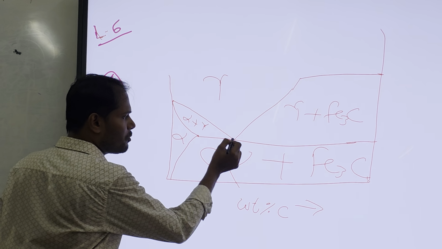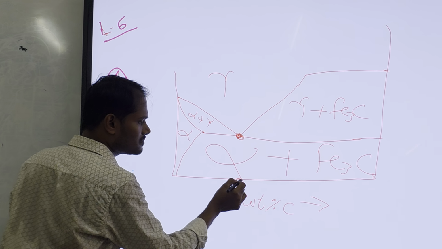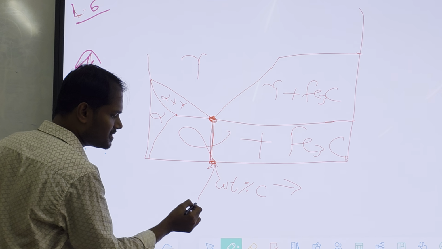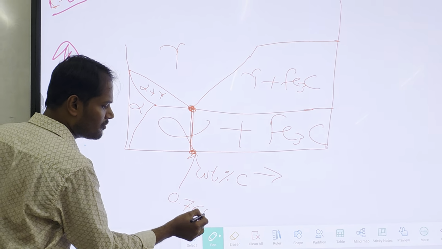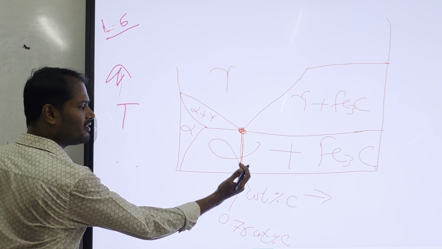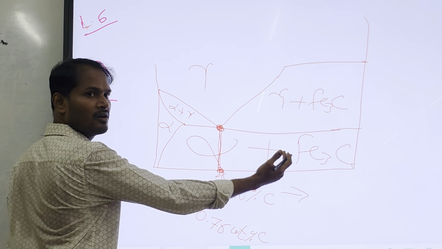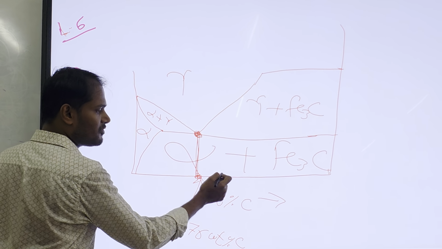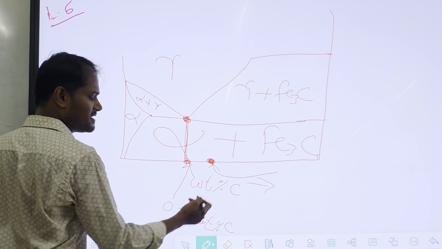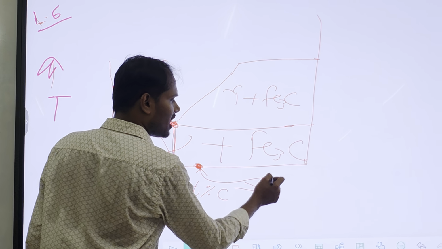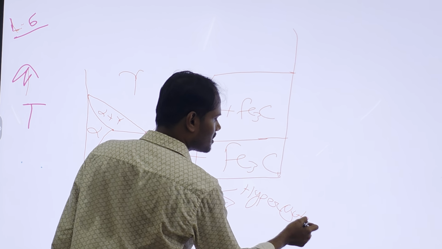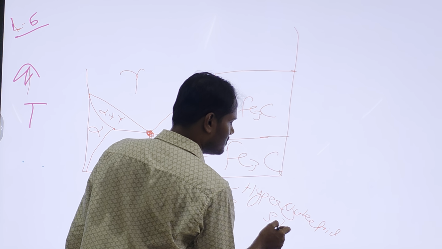But the eutectoid composition is this one. If you take this composition, this is 0.76 weight percentage of carbon, and below this is hypo, above this is hyper. The question was, if you have the steel here, for example, take the steel of this one. This is any composition beyond 0.76. So this is hyper-eutectoid steel.